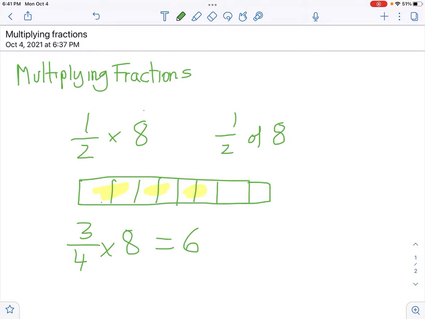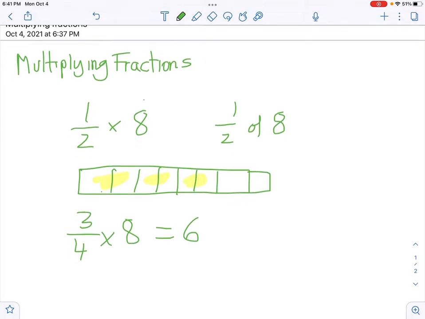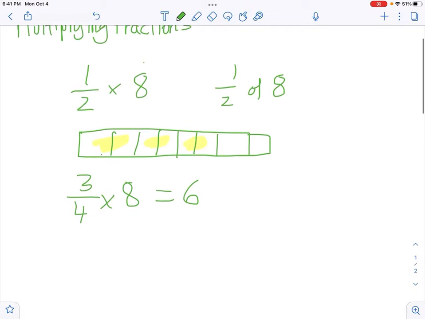Okay, so that sort of gives you an idea of what's happening when I'm multiplying by a whole number. You're basically finding 1/4 and then multiplying by 3. So you're dividing by the denominator, multiplying by the numerator. You can think about it that way. I'm going to come back to that in just a second.